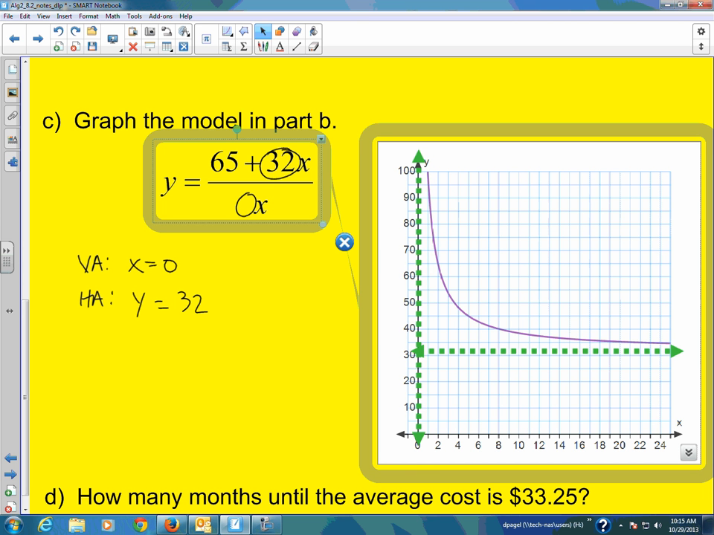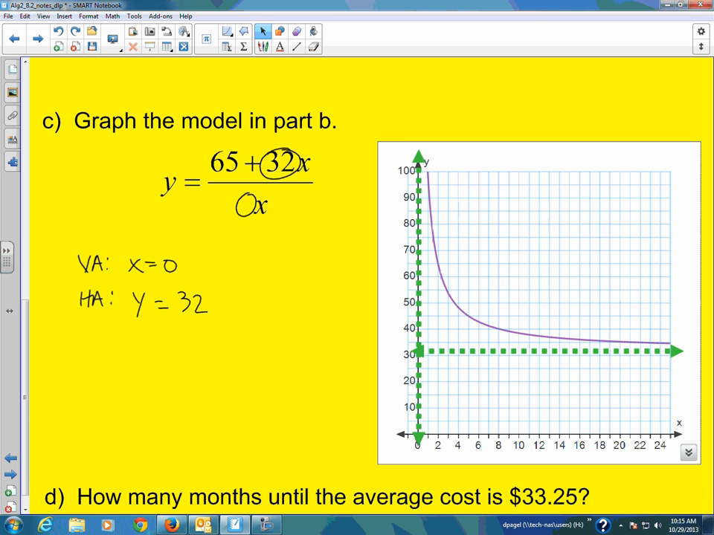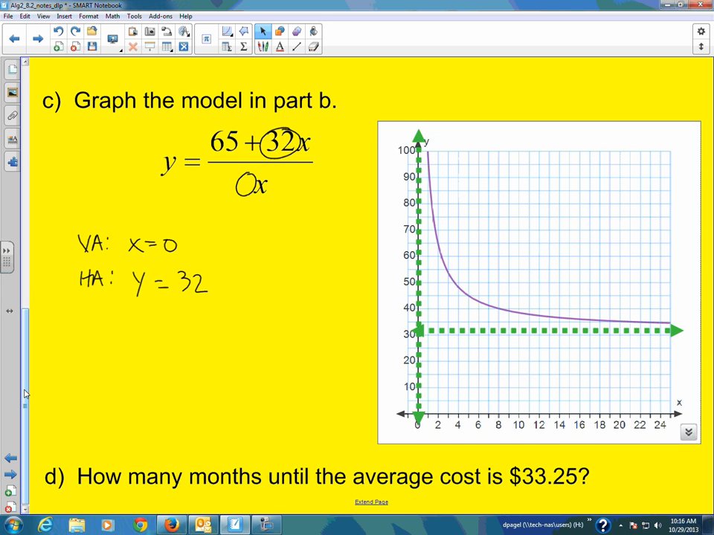But why this 32? What's the significance of the 32? Well, the asymptote. We're trying to find our average monthly cost. The longer I hold on to this phone service, the closer I'm going to get to just simply having an average monthly cost of the $32. The $65 initiation fee or installment fee over a long period of time is negligible for my monthly costs. So that's what that horizontal asymptote is representing. I can't go below that.